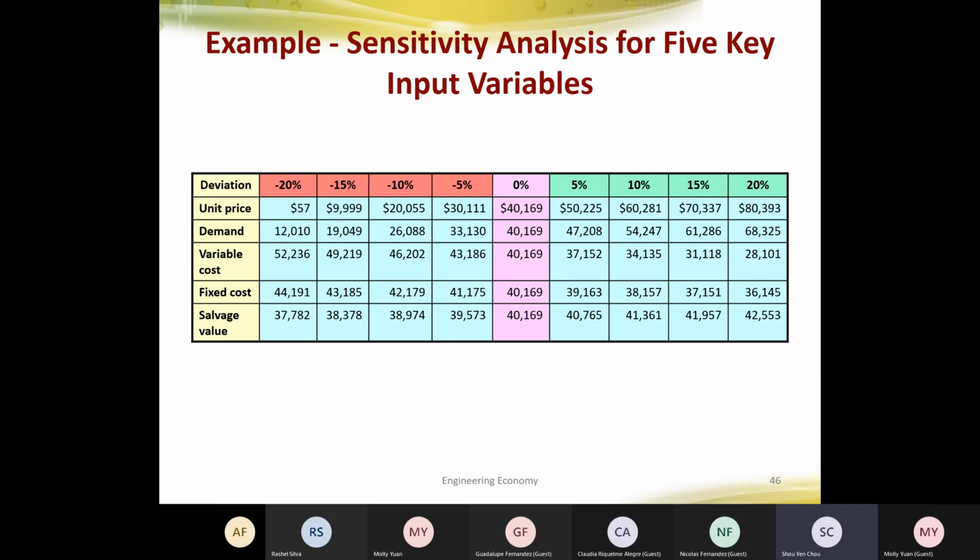So it's still bearable. Fixed costs, higher or lower doesn't matter that much, right? Compared with the net present worth of 40,169. Salvage value, which is a relatively big value, but compared with the others, it still doesn't change that much. It's quite small. The sensitivity is even smaller than fixed costs. So basically, we are saying that we want to observe.